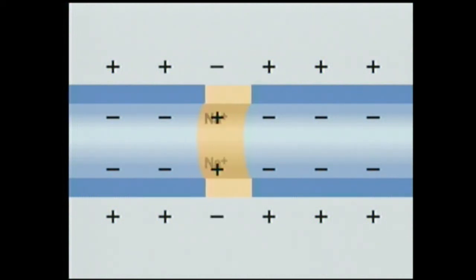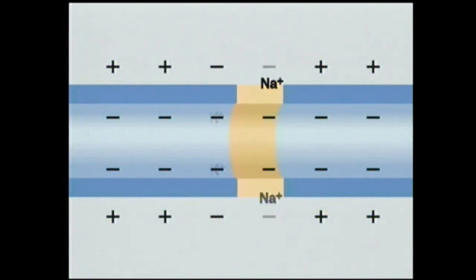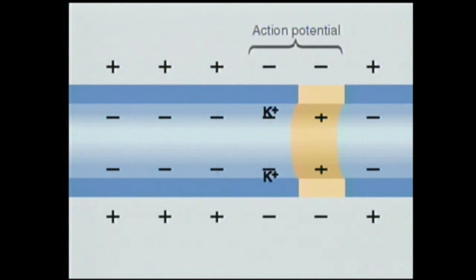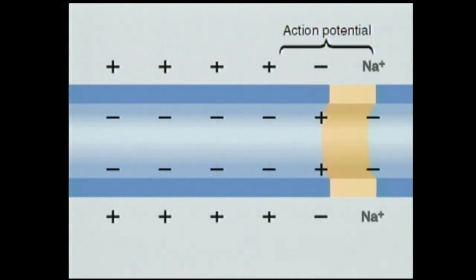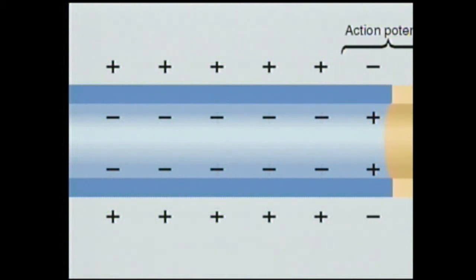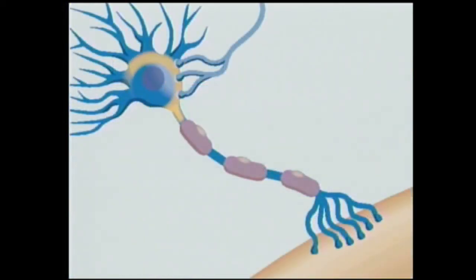This reversal of charge, followed by the restoration of the resting state, is called an action potential. Action potential is another name for nerve impulse. Action potentials travel very rapidly along the membrane of a nerve cell. Some move at a speed of 300 feet per second.